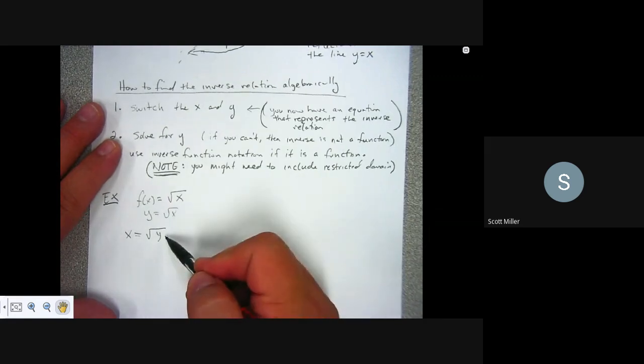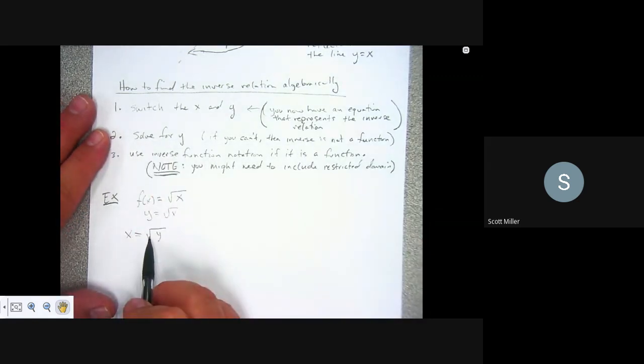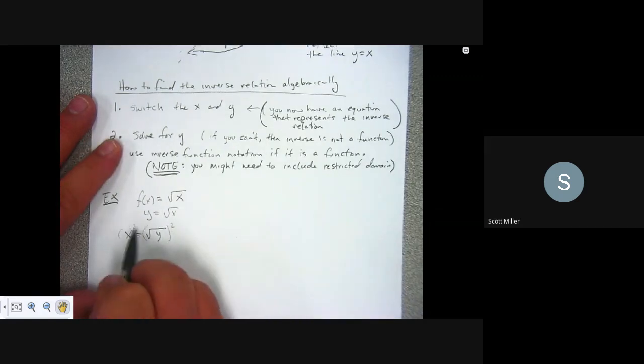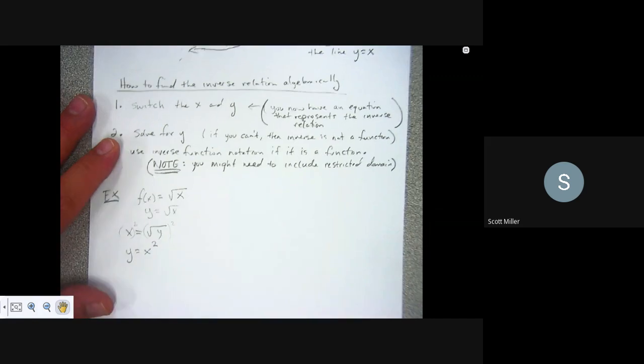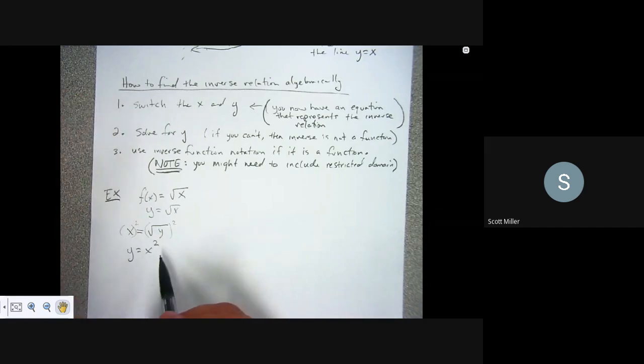This is the inverse relation right here. Solve for y. That means I have to undo the square root, so I have to square both sides. And so y equals x squared. And if you just left that, okay, you'd be incorrect.